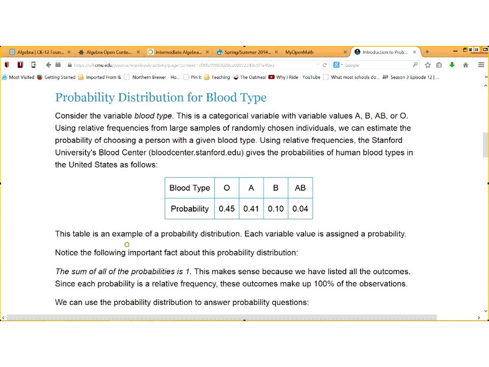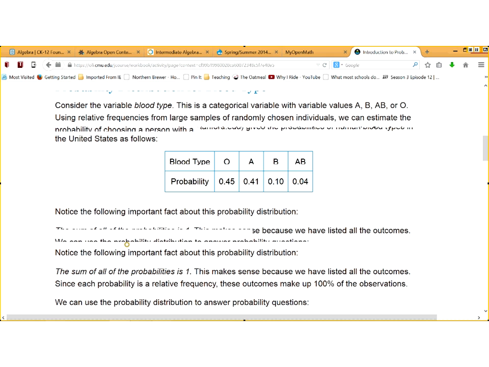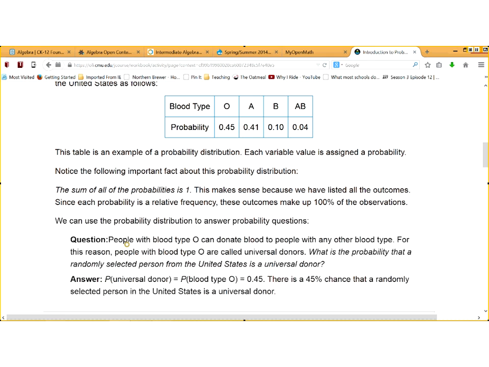This table represents a probability distribution where all of the numbers represent probabilities. There are all the possibilities, so if you added up all those probabilities, they would add to 1, because those are all the things that can happen. Someone can only have one of those 4 blood types.